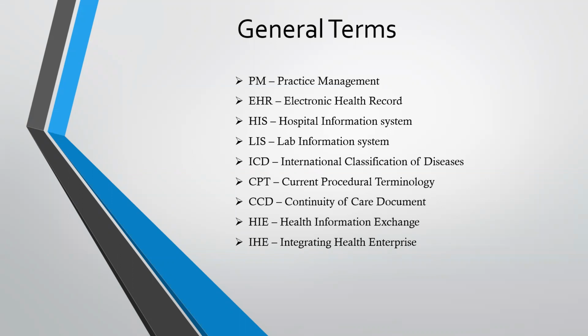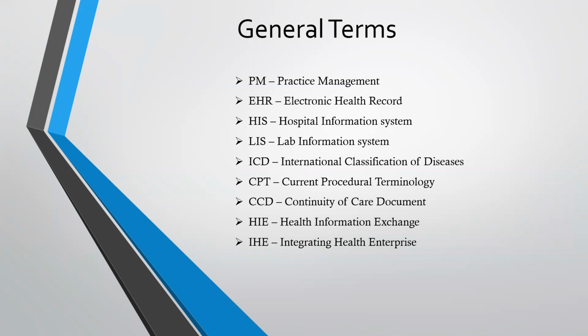Then we have a few terminologies. One is ICD, which is International Classification of Diseases. Basically, this is a book of diseases, listing out all the diseases, and each disease has a unique code. That's what ICD is all about. CPT is very similar to ICD, but in CPT you have a list of codes representing the procedure that is performed on the patient after diagnosing something.